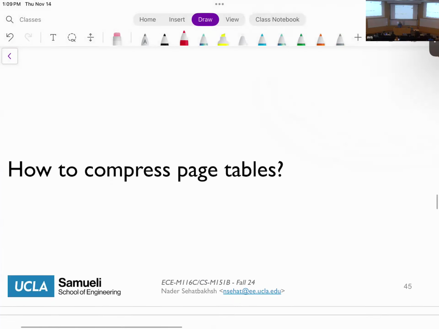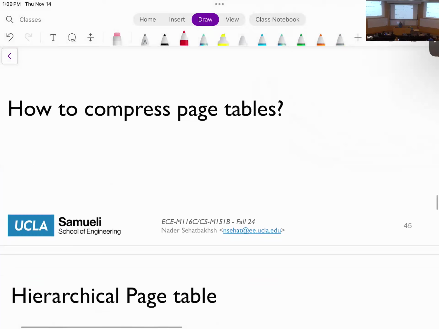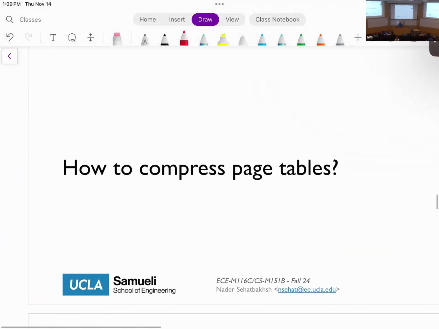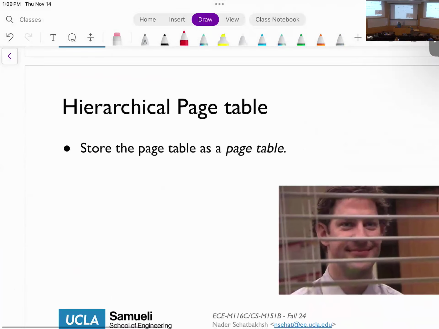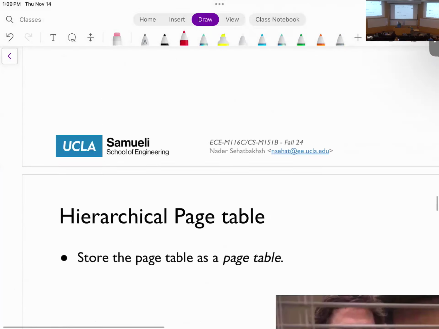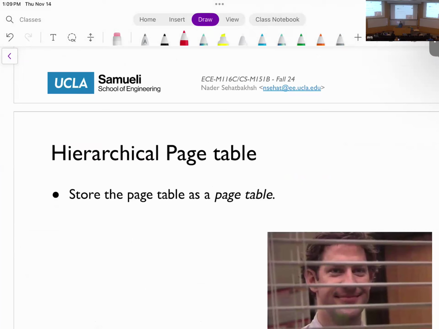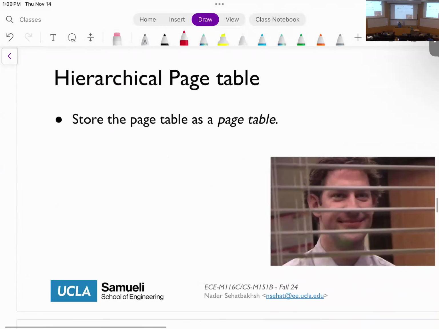All right, so how do we fix these two concerns? Let's talk about the storage problem first. How do we compress page tables? The solution to this is what we call a hierarchical page table. The idea is, let's store the page table as a page table. That is, instead of having one page table, let's have page tables of page tables. And we're going to continue this to see what happens, okay?